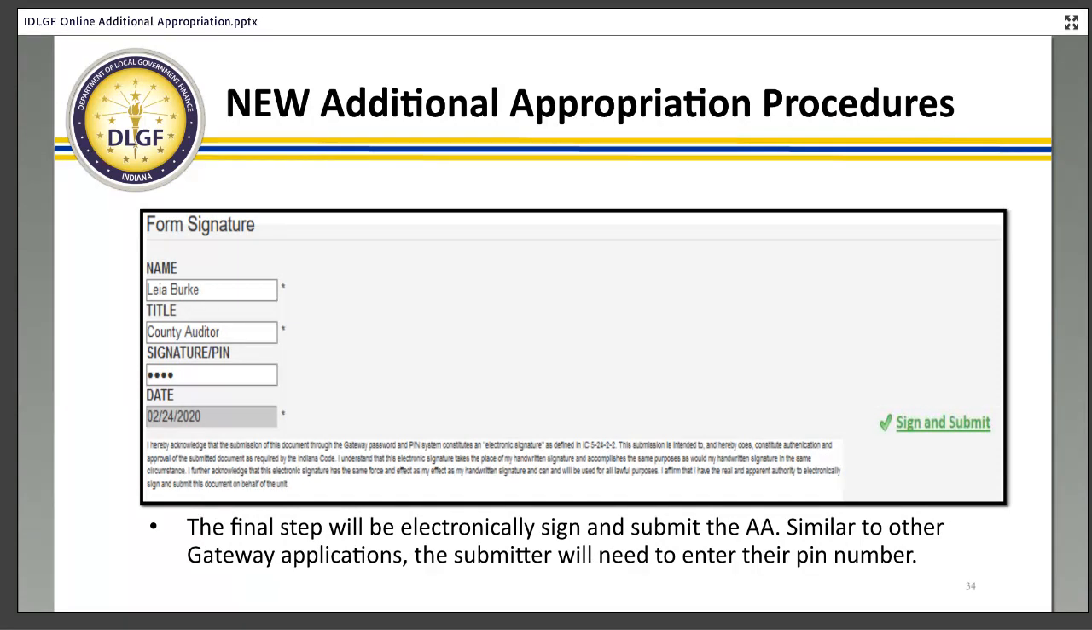The last step of the application will require the submitter to electronically sign the additional appropriation petition. This is very similar to how the department submits information in other applications like the budget application in Gateway. They'll enter their name, their title, and then they'll enter their electronic PIN number. They'll click Sign and Submit, and that will trigger the review process on the department's end.